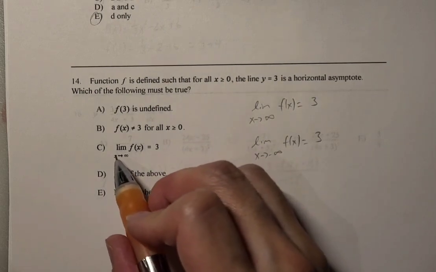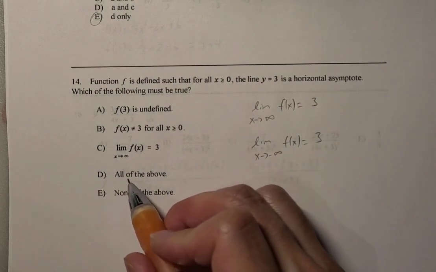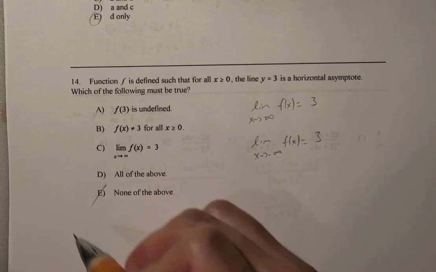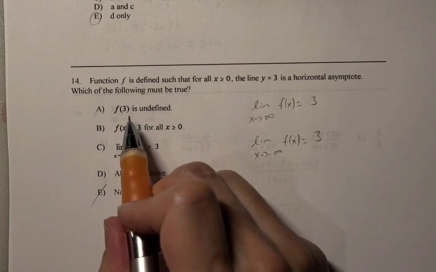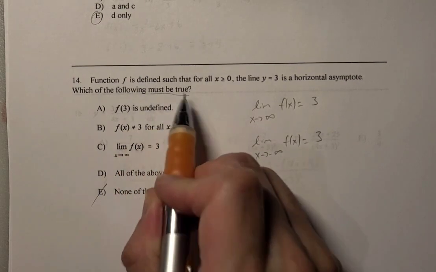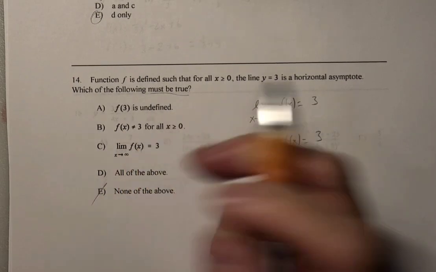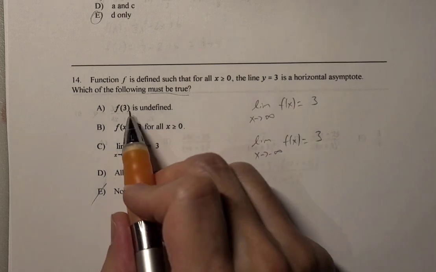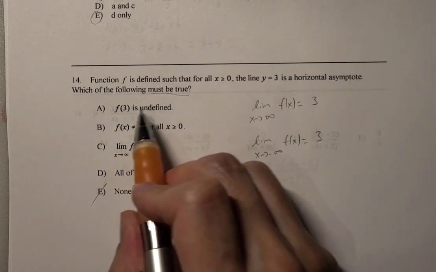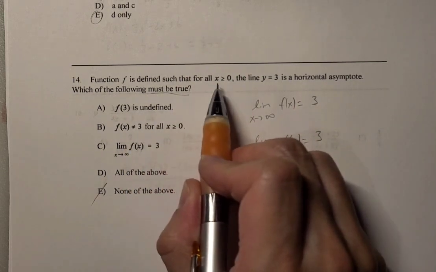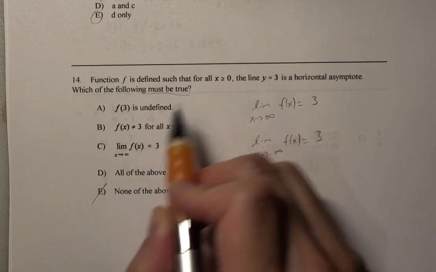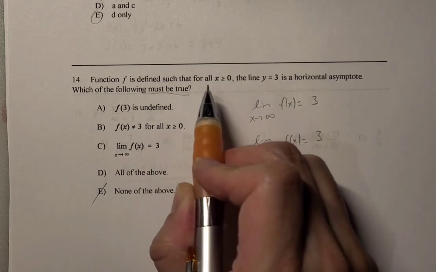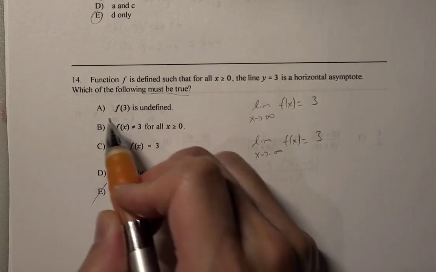So by that, C is correct, but there is all of the above or none of the above. So actually, we can eliminate none of the above. We have to see if all of the above is true. This must be true, by the way. F of 3 is undefined. We don't have any information about the domain except that it's defined for all x greater than or equal to 0. So f of 3 is defined. This is contradicting what they gave us.